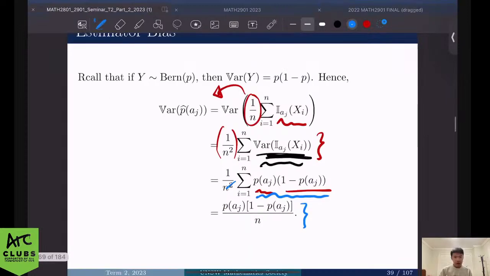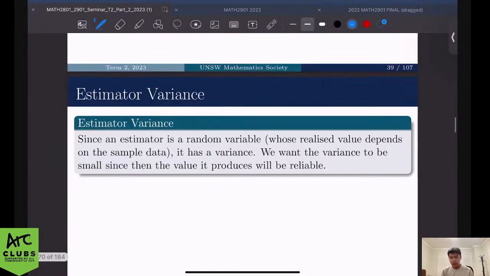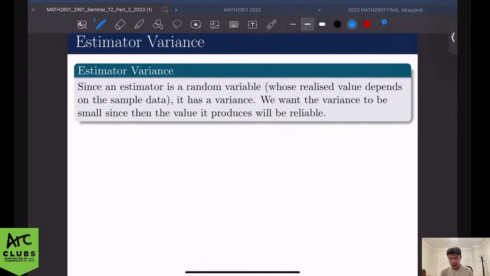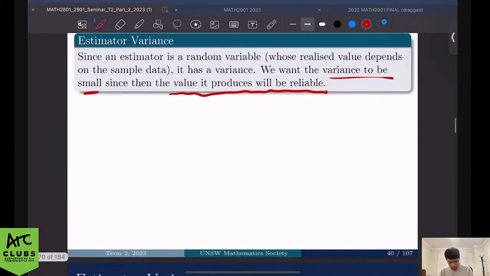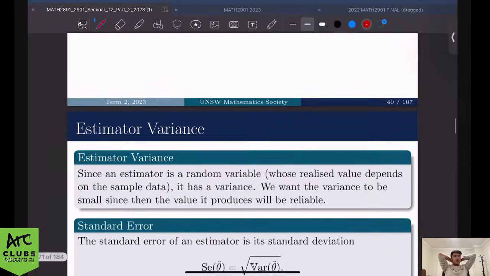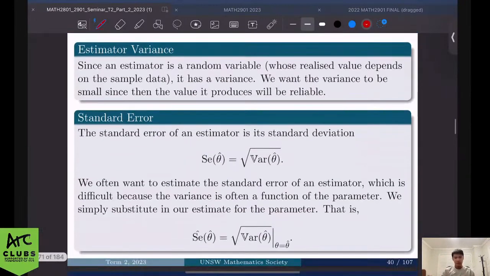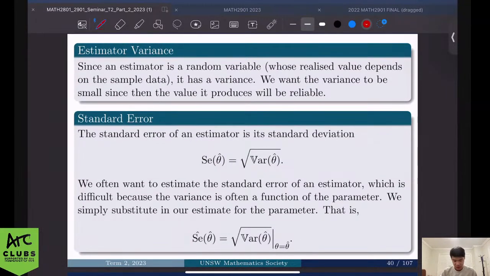Alrighty, estimator variance. The whole point of this slide is: do we want the variance to be large or small? If your estimator is returning wildly different values every time, that's not ideal. We want the variance to be small, because then the value it produces will be reliable. And just one more definition: we refer to the standard error of an estimator as its standard deviation, which is just the square root of the variance.